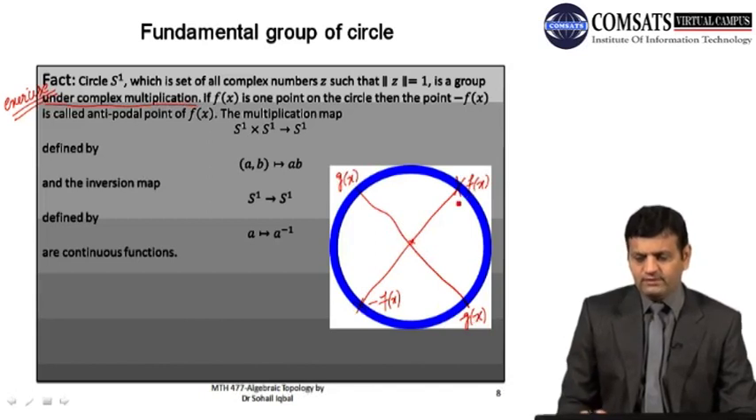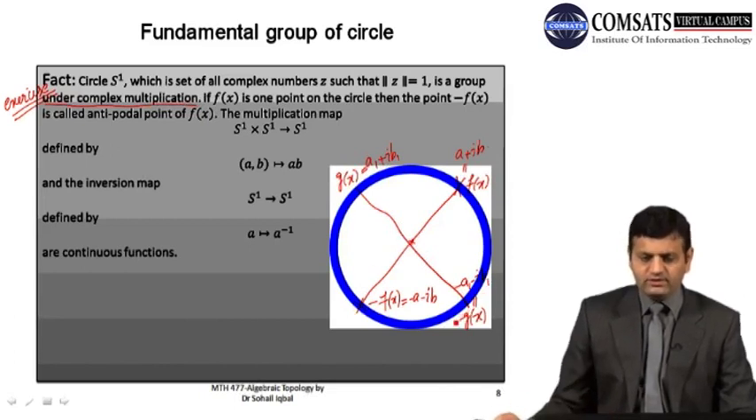So I'm just saying that if f of x is some particular complex number a plus iota b, then this point is basically minus a minus iota b. I'm sure you can easily see that. Similarly, if g of x is equal to a1 plus iota b1, then minus g of x is equal to minus a1 minus iota b1. Okay, so these are antipodal points of each other.